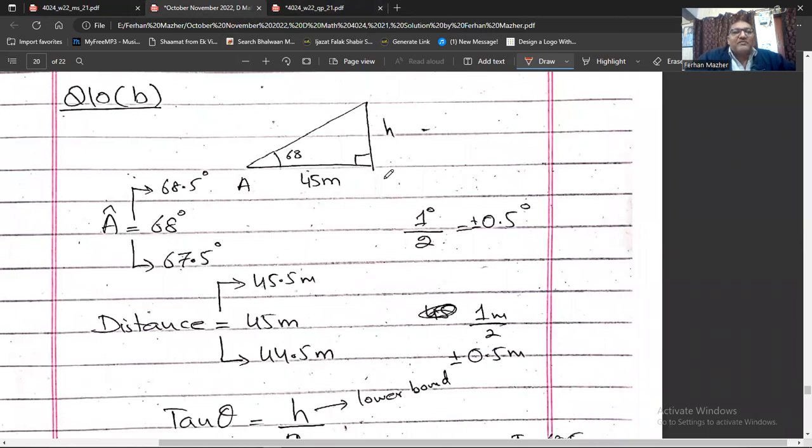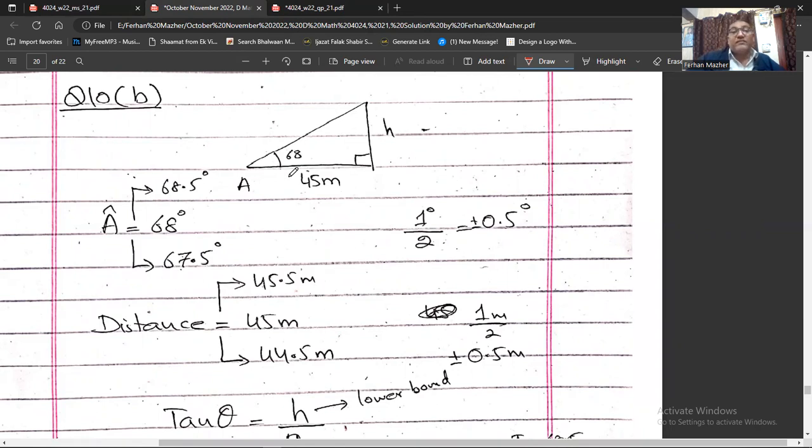You see, the diagram is this. Here we have the mast, its height, and that's the question, and its lower bound they want. The distance from the foot of the mast to the point A is 45 meters. The angle here is 68, and that is correct to 1 degree. So divide 1 degree by 2, you get 0.5. So the upper bound of this angle will be 68.5 degrees. The lower bound of this angle will be 67.5 degrees.